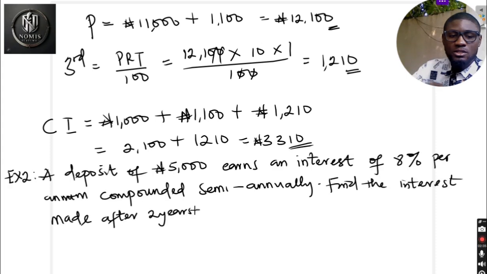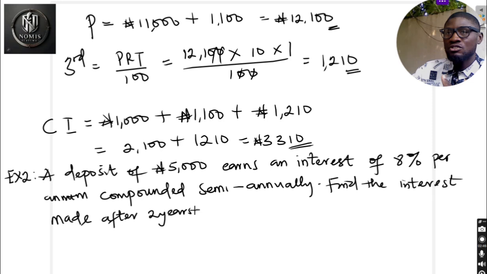Example number 2. A deposit of 5,000 naira earns an interest of 8% per annum, compounded semi-annually. So we need to pay attention to this word, semi-annually. Semi-annually means that the compound interest is done twice in a year.